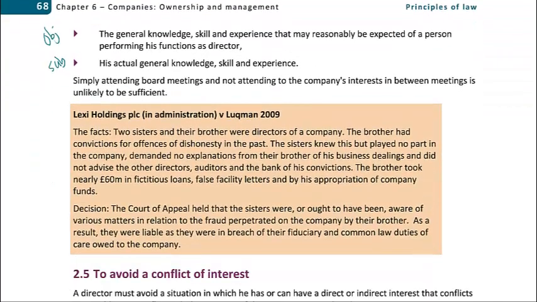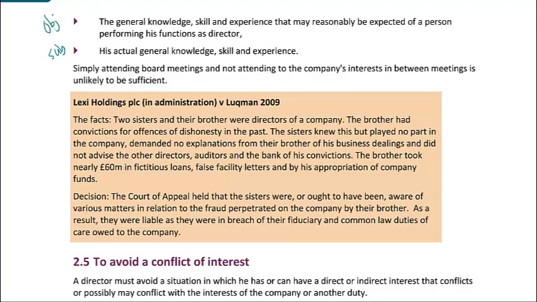Now, the director doesn't have to exercise his duty 24 hours, 7 days a week. That wouldn't be realistic. However, simply going to board meetings also isn't enough. And there is a case there of two sisters and a brother who were directors of a company. The brother had a reputation for dodgy dealings in the past, but the sisters left him to it. They let him get on with it. And as a result, he entered into huge debts, he falsified documents and letters, and generally messed things up.